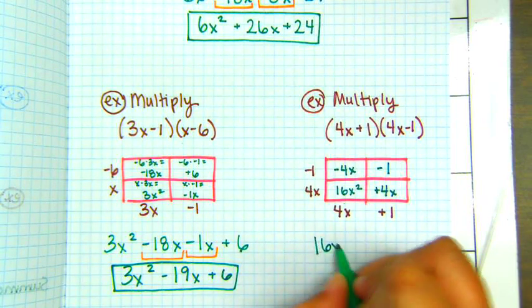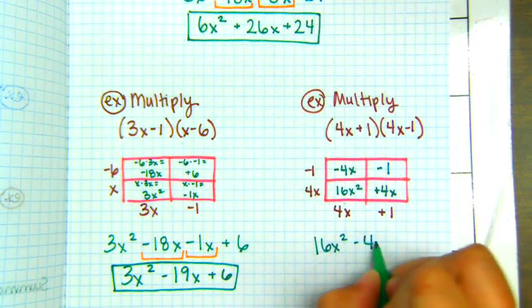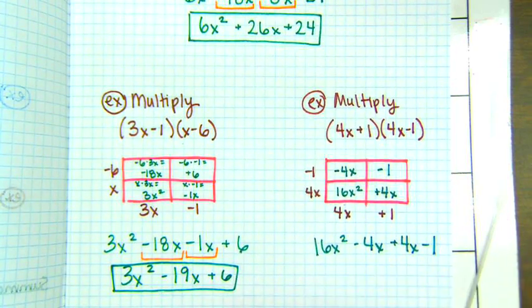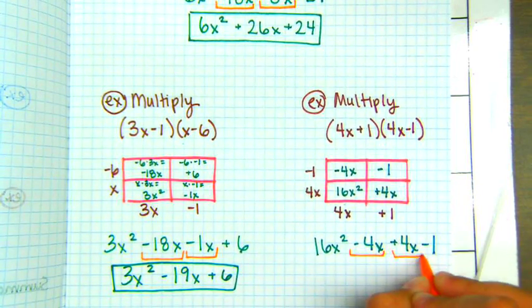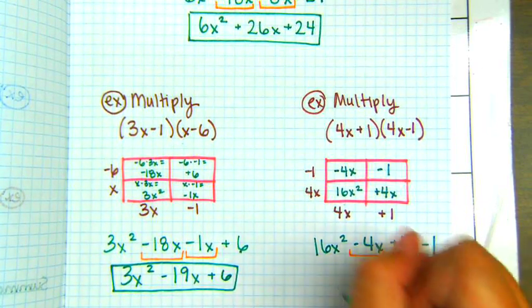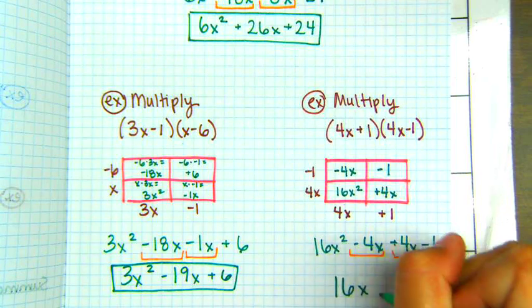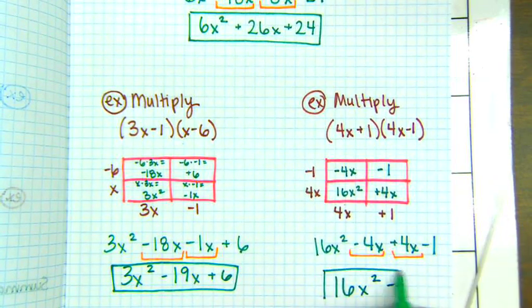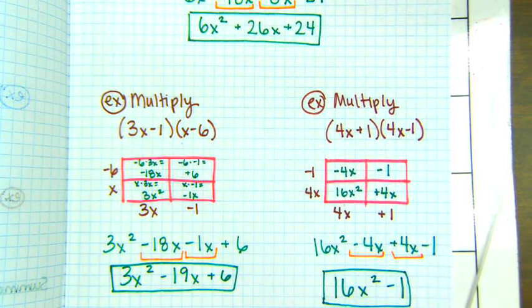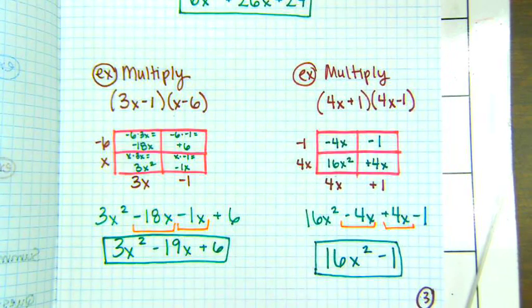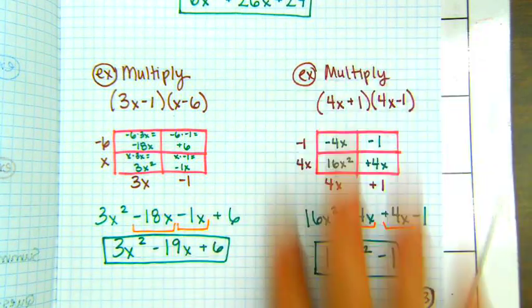Rewrite 16x squared minus 4x plus 4x minus 1. Combine like terms. We have a negative 4x and a positive 4x, which gives us 0x. So our final answer is going to be 16x squared minus 1. And that middle term went away. When that middle term goes away, there's something special that happens that we will talk about later on in the year. Just keep this example in mind and we'll come back to it.